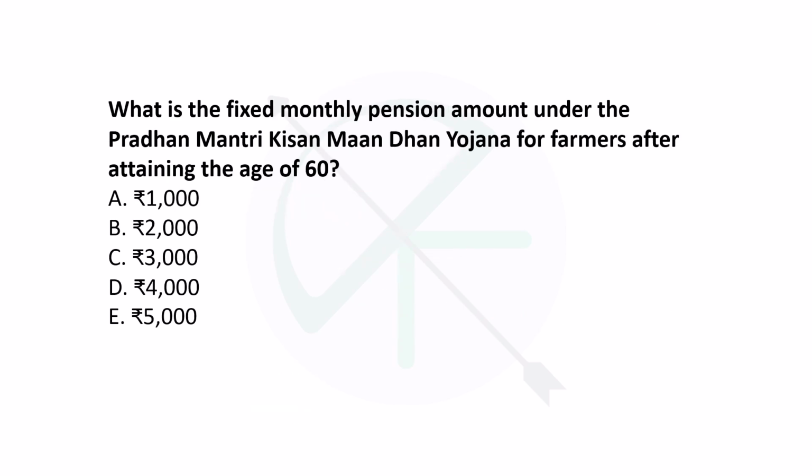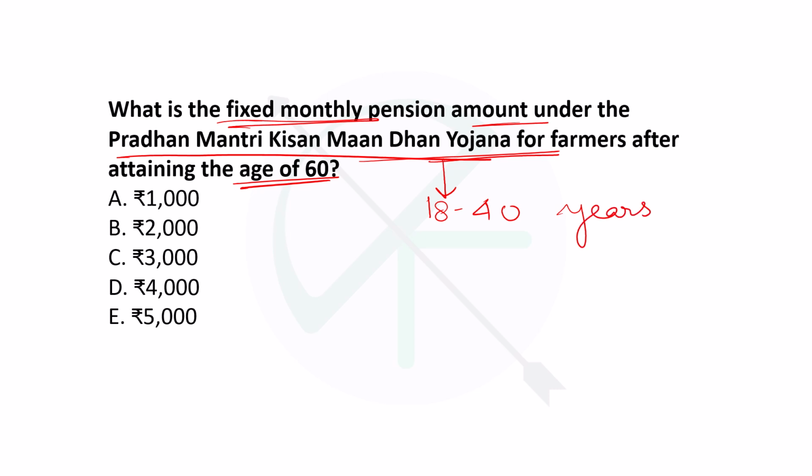Next question is, what is the fixed monthly pension amount under Pradhan Mantri Kisan Man Dhan Yojana for farmers attaining the age of 60? Okay, what is the fixed monthly pension? So basically it is a pension scheme that is meant for farmers between the age of 18 to 40 years. Only those farmers can apply who are between 18 and 40 years, and they will receive a monthly pension of rupees 3,000.